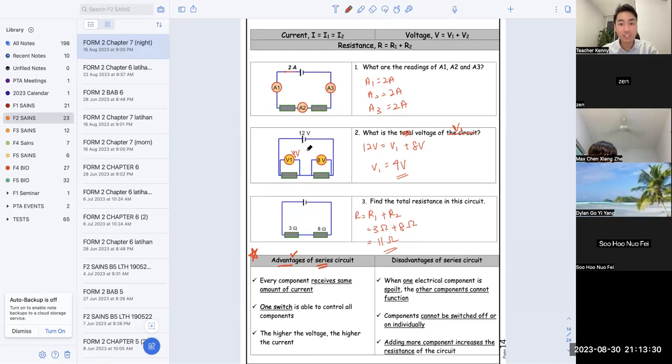The current, do you notice here? Every component receives the same amount of current. Means what? Highlight, same amount of current. What does that mean? It means if I am a light bulb, when I use 2 ampere, these two brightness, remember, current tells you how bright or how dim it is. Okay, so when I put 2 ampere, these two will be the same brightness.